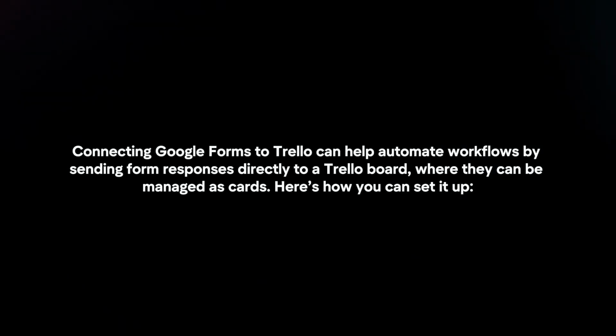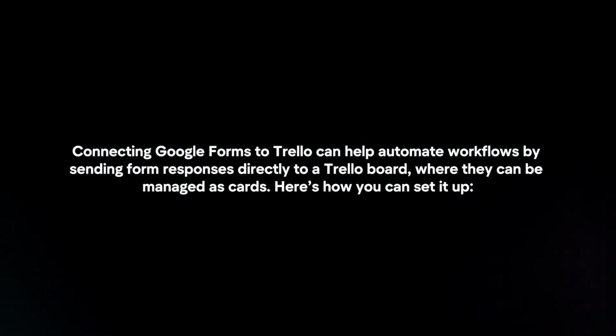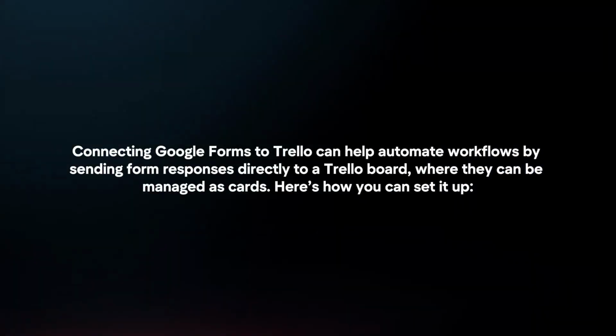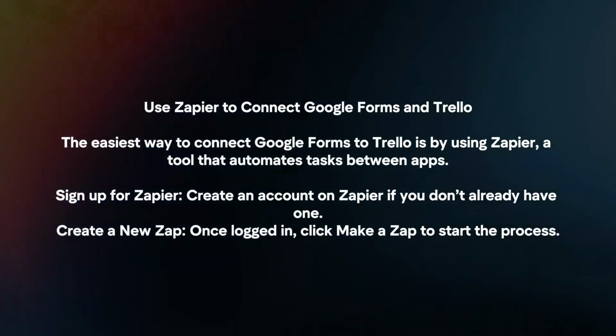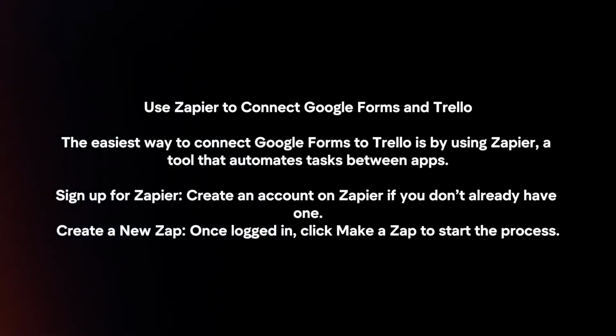Connecting Google Forms to Trello can help automate workflows by sending form responses directly to a Trello board, where they can be managed as cards. Here's how you can set it up. Use Zapier to connect Google Forms and Trello. The easiest way to connect Google Forms to Trello is by using Zapier, a tool that automates tasks between apps.